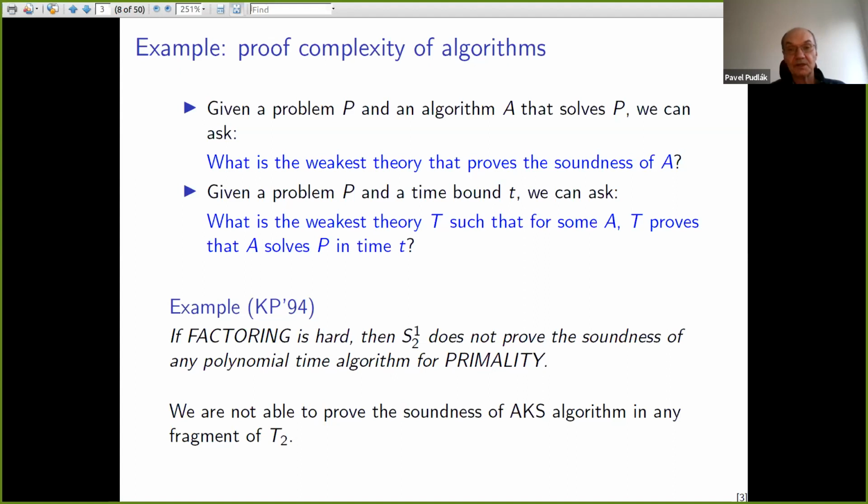So for instance, here we are not able to prove the soundness of the AKS algorithm in any fragment of T2. But at the same time, we don't have a reason to believe that it is not provable in T2, except that we don't know how to do it. But there may be ways to argue that it's not possible by placing these things into a hierarchy of total function and P problems. But I am a bit digressing.